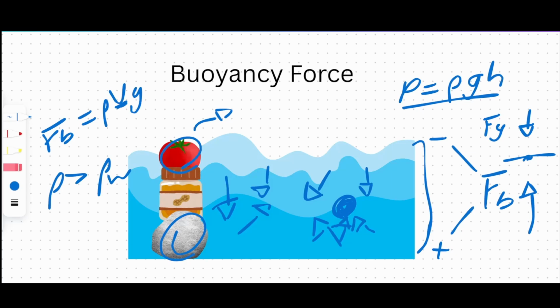All right, you got that? Everything good? So now we have a pretty good understanding of how pressure works, how gauge pressure works, how to calculate different densities and what to use them for, and finally, buoyancy force.